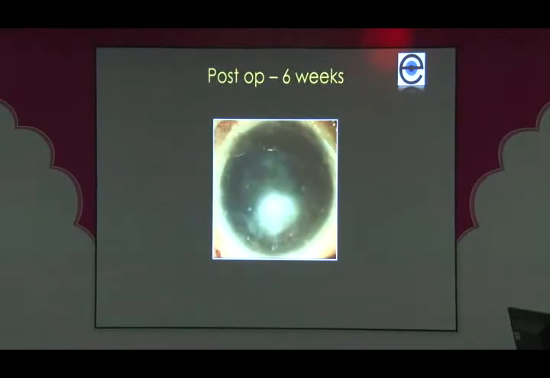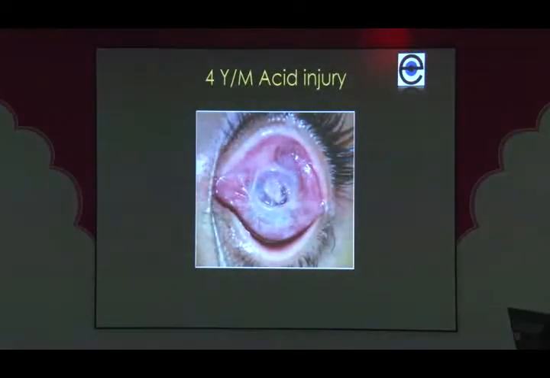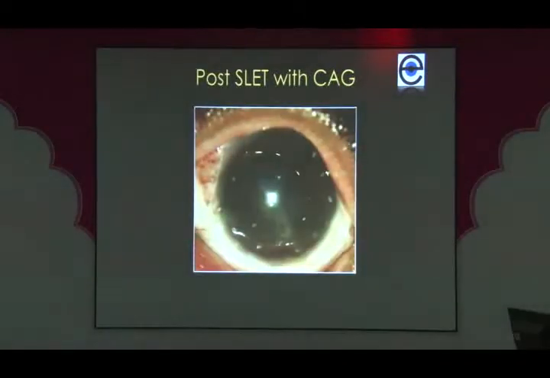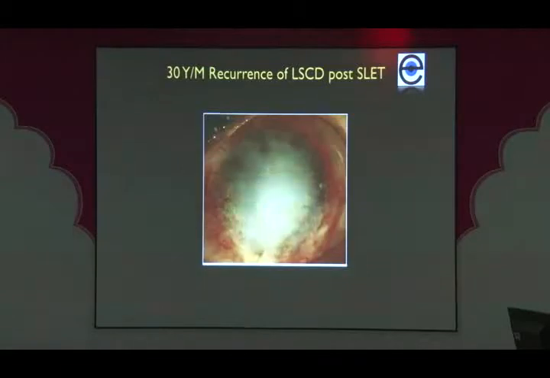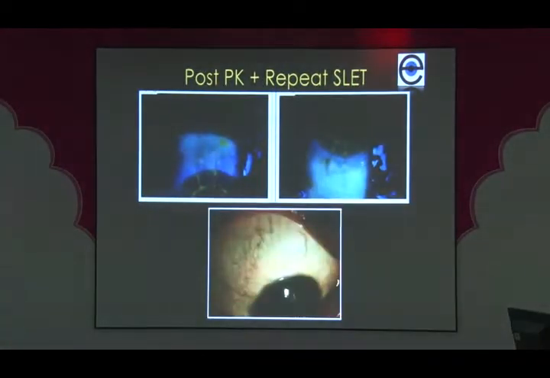So I'll just show you a series of pictures where this procedure has been done. Some of my own cases. This is a 4-year-old child with acid injury, total LSCD. And this is following SLET. Again, this is a 30-year-old where SLET had been done earlier. There was some focal recurrence of LSCD and underlying corneal scarring. So we combined a corneal transplant with a repeat SLET, and you can see that the epithelium is growing from the limbal transplants, and eventually the surface is epithelialized.